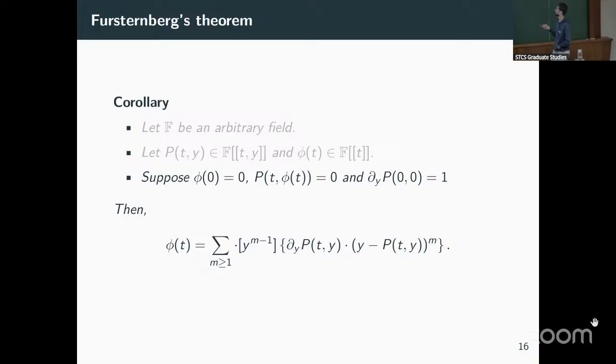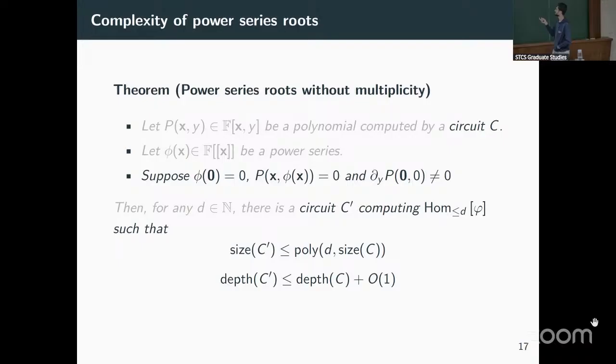Okay, I won't be proving these things, but I'll be using this. This is a key theorem that we want to show. I have a polynomial p, and phi of x is a root of the polynomial. If p had a small circuit C, then what if I wanted a small circuit for the power series root? This theorem says that I do have it. I have a circuit C dash that is just a poly blow up with respect to the size of C, and the depth of C dash is just the depth of C plus O of 1.